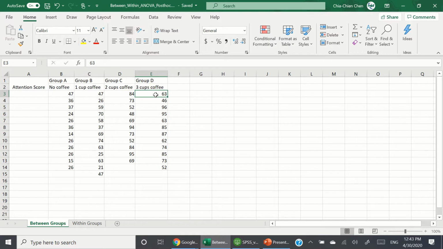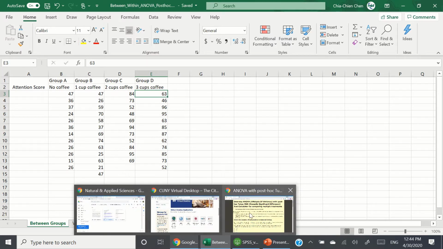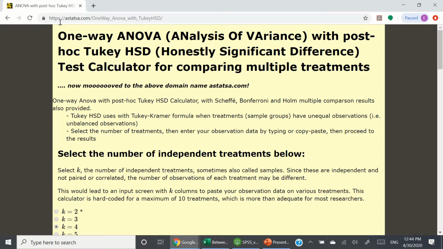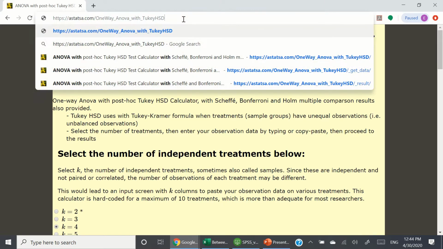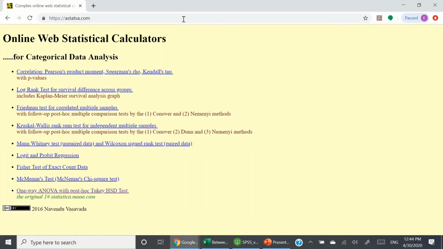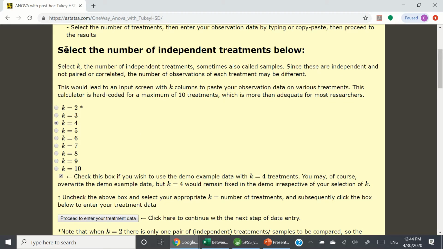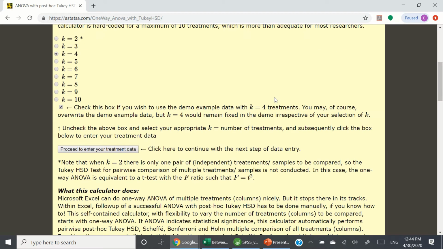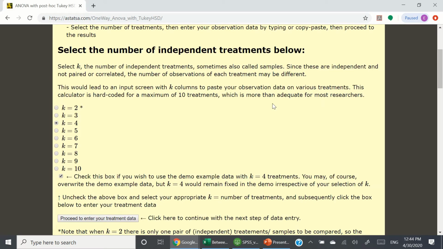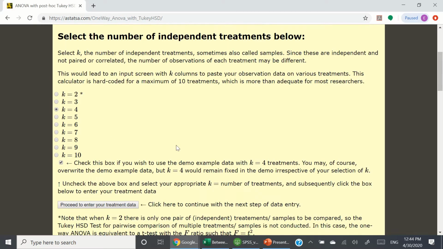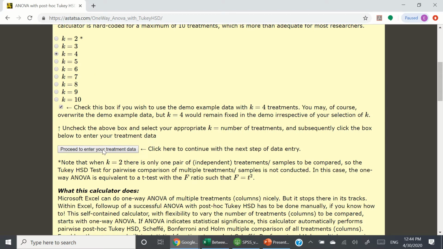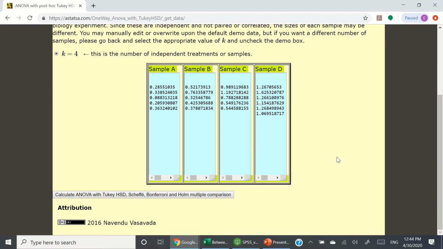The first way I'll show you how to do it is probably the easiest way, and that is for you to go to AStats. If you go to the AStats website, you'll go to their online web statistical calculator. This is the one you want, the one-way ANOVA with post hoc Tukey test. Then it asks how many independent treatments you have. The number of independent treatments that we have is this number, K equals 4. So proceed to enter your treatment data.